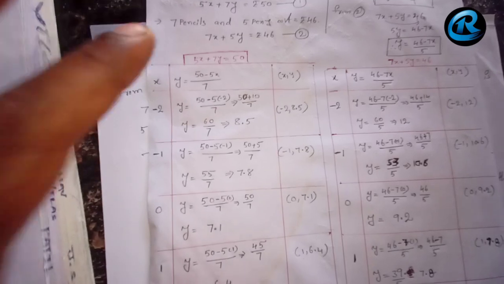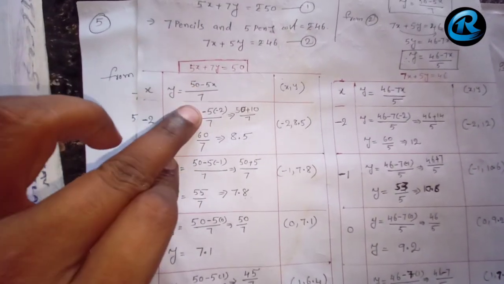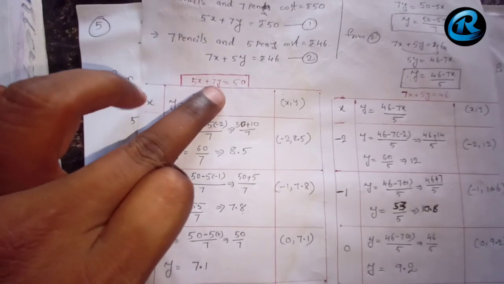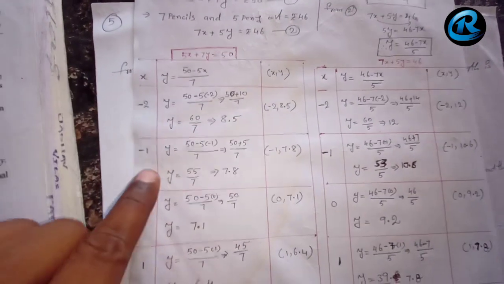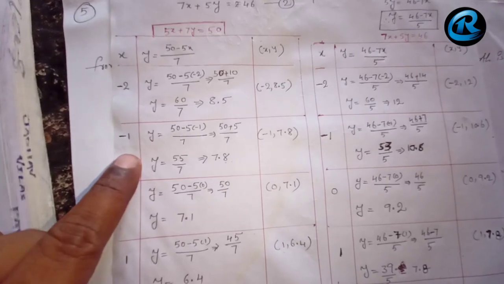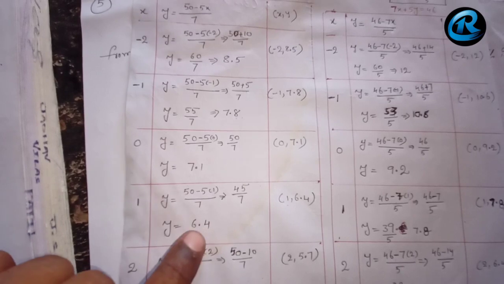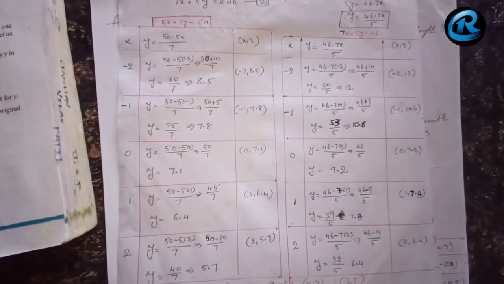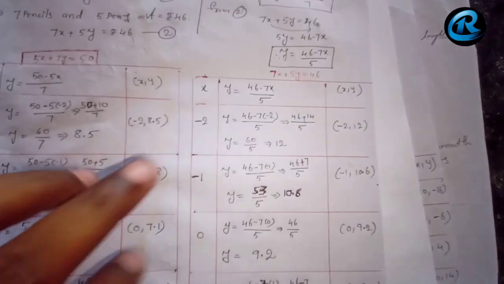So that will help us to write in the table. For equation number 1, 5x plus 7y equal to 50, y equal to (50 minus 5x) by 7. Here x comma y. When we substitute x equal to minus 2, we get y equal to 8.5. X equal to minus 1, y equal to 7.8. X equal to 0, y equal to 7.1. X equal to 1, y equal to 6.1. X equal to 2, y equal to 5.7. The solution I have done here, you can see it clearly. So write these table answers, and the next one we have to take here.